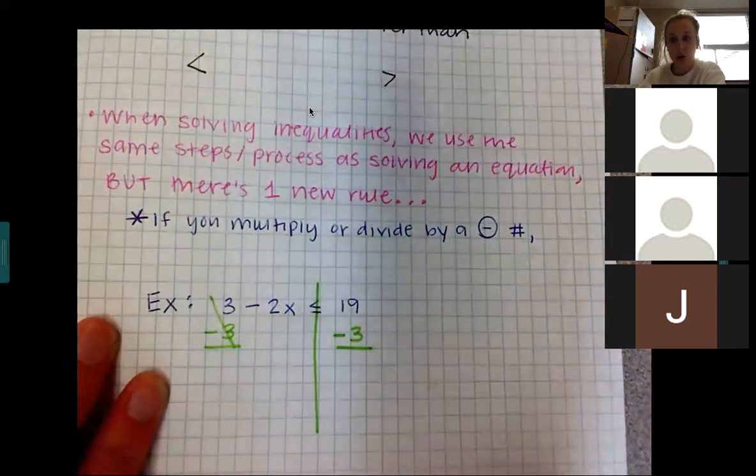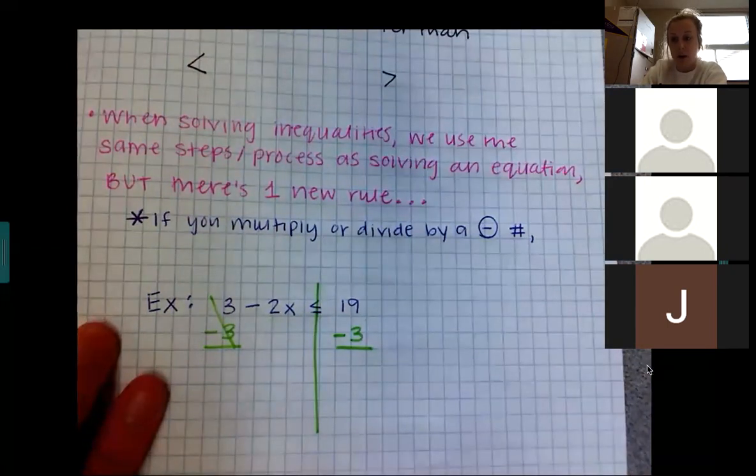Most of you did pretty good on your work that are up here. Actually, all of you that are up here did great on your work from yesterday.